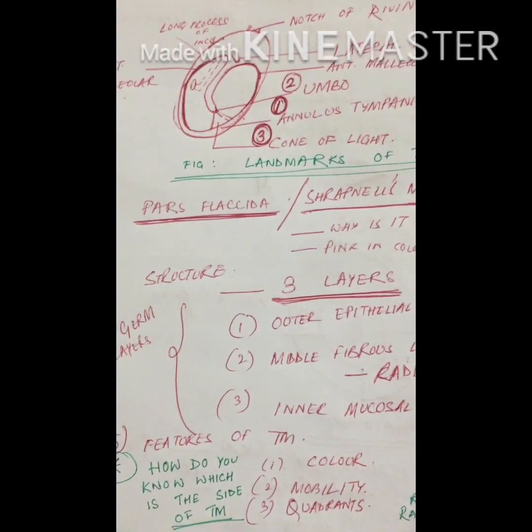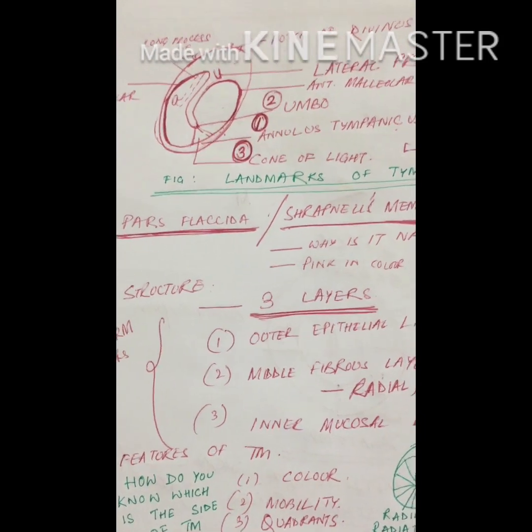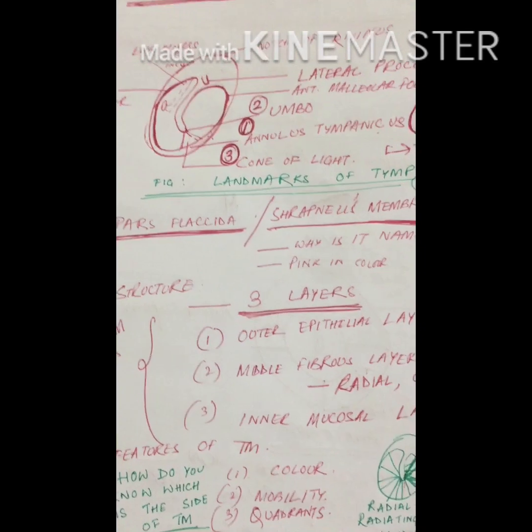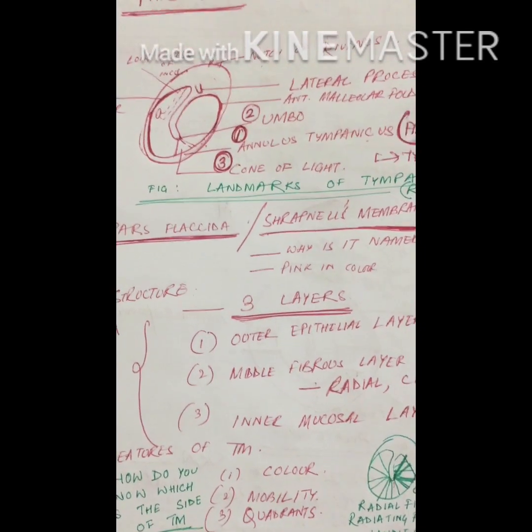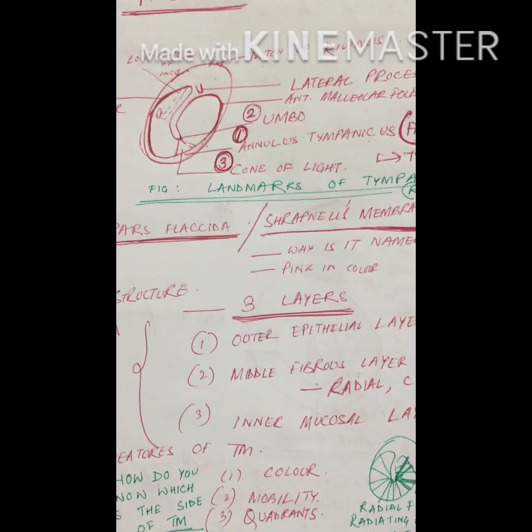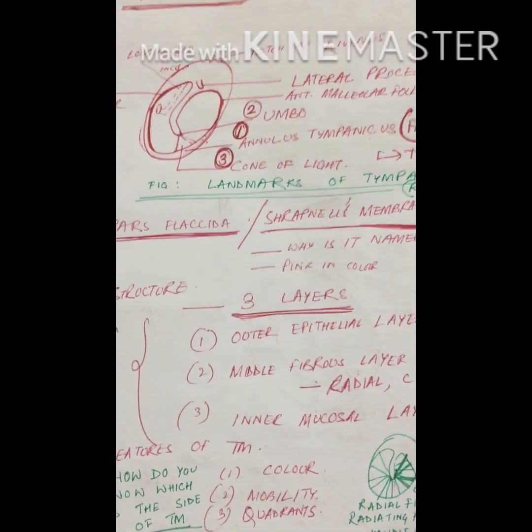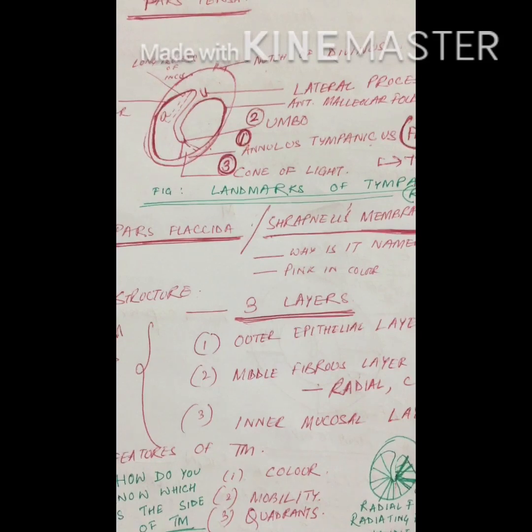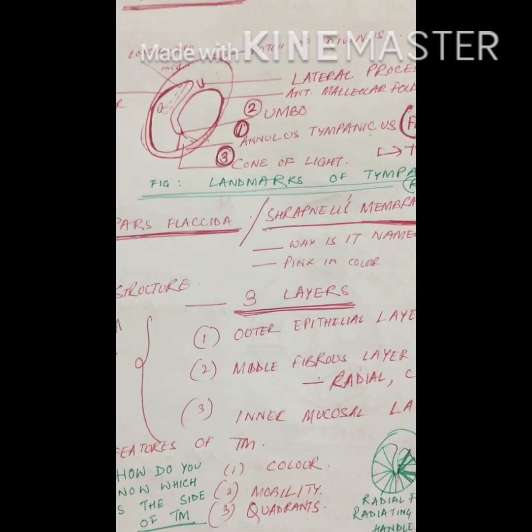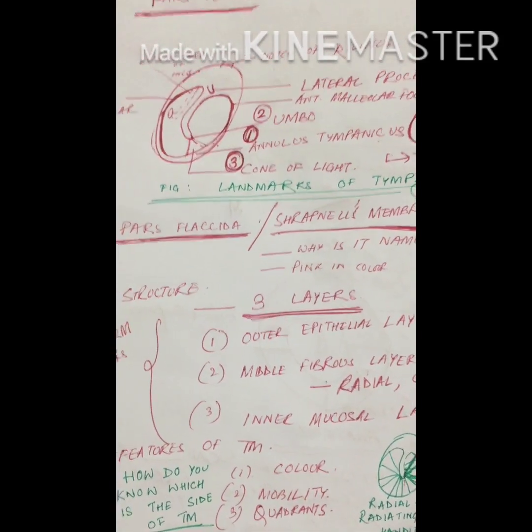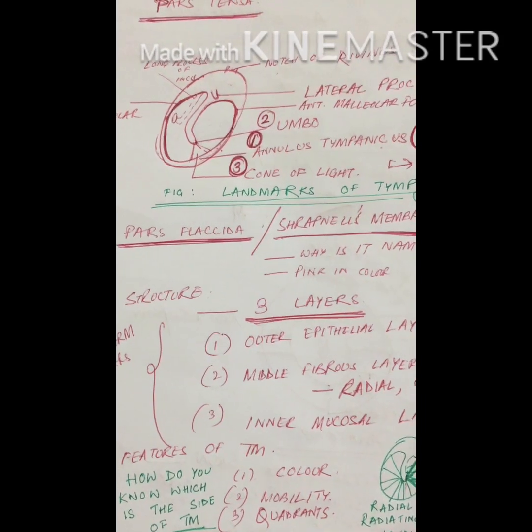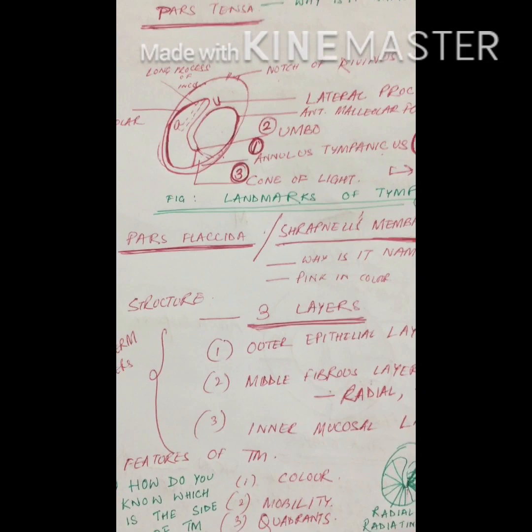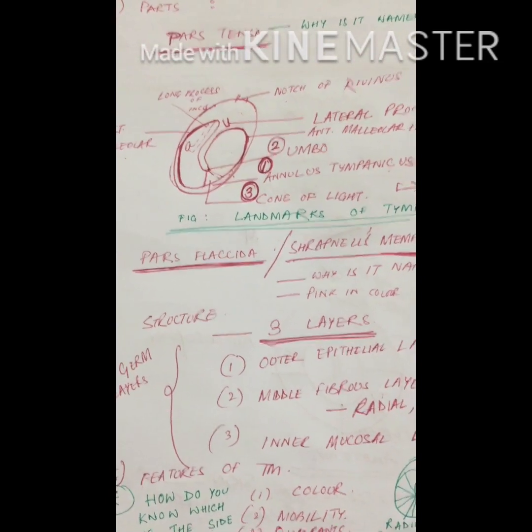Now let us speak about few features of tympanic membrane. The color of the tympanic membrane is pearly gray. It is mobile. The mobility is usually checked by Valsalva maneuver and with the help of Siegle's speculum. The various quadrants of the tympanic membrane are anteroinferior quadrant, anterosuperior quadrant, posteroinferior quadrant and posterosuperior quadrant.